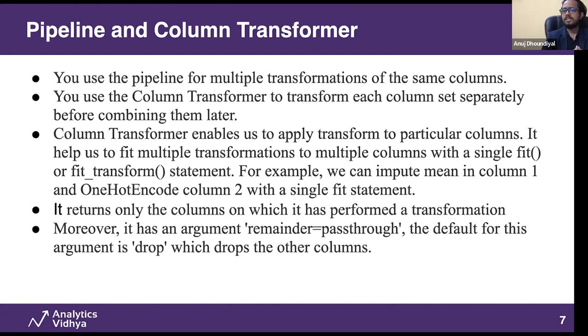So here a short example is given. The same kind of example I'm talking about: you need to compute the mean in column one, and you need to one hot encode. Now, what is one hot encode? A brief overview: whenever you have categorical columns, right? Now, a column with three kinds of values, such as a column of size, right?